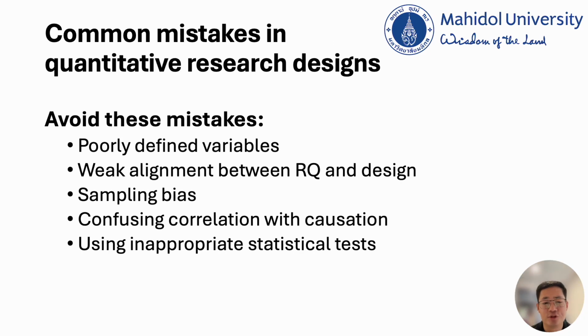These are some of the most common mistakes students make in quantitative research. Make sure your variables are clearly defined and measurable. Your research questions should match the design you have chosen. Do not mix them up. Be careful with your sampling process to avoid bias. Also, remember that just because two things are related does not mean one causes the other. Finally, choose your statistical test based on the type of data and your own research question.